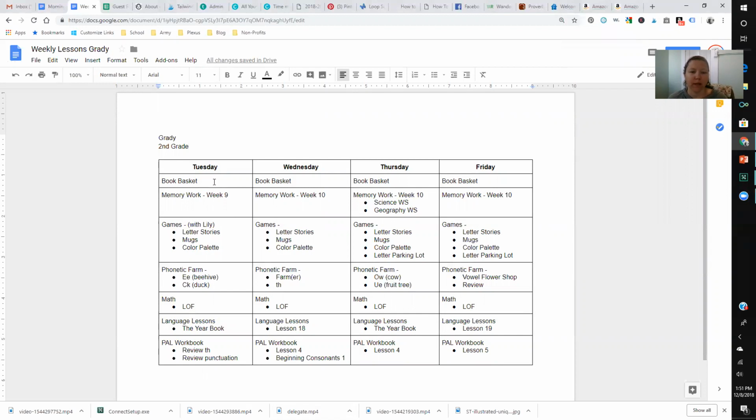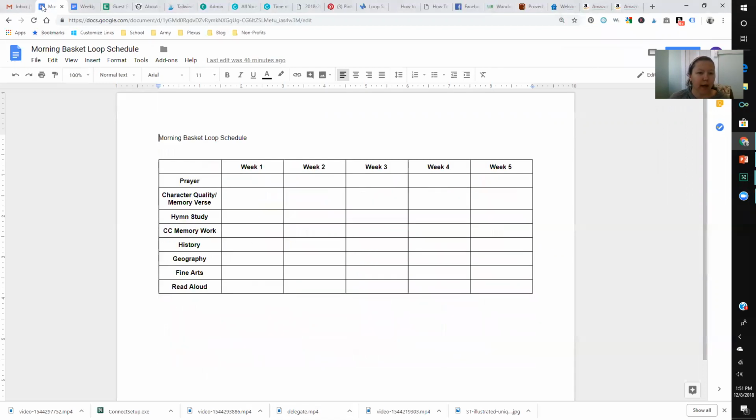Our morning basket or our book basket that we do first thing in the morning takes different amounts of time, and I have actually a separate schedule for this. And that's because everybody 5th grade and under does book basket. That I'm working on right now. So this is the morning basket loop schedule. It's a loop because it's not like we have to do this on certain days. It is we start a book and we read it until we finish it, and then we start a next book. So I have them more by weeks because our memory work, down here, our CC memory work is by week, and so these will end up lining up with a week's worth of memory work.